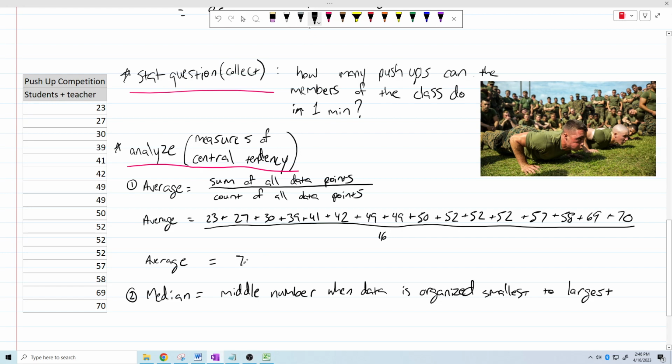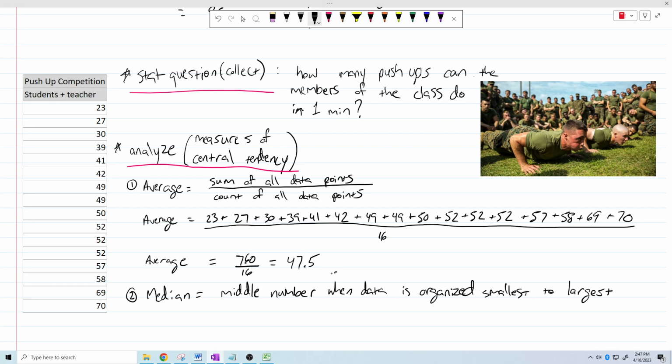So if you add them all up, you're going to get 760. All those numbers together equals 760 divided by 16. When you do the division, you can do it by hand, calculator, however you want to do it, you're going to get 47 and a half, meaning the average push-ups that the members of the class can do is 47 and a half. Some can do more, some can do less, but that one number by itself is representative of what somebody in this class can do.